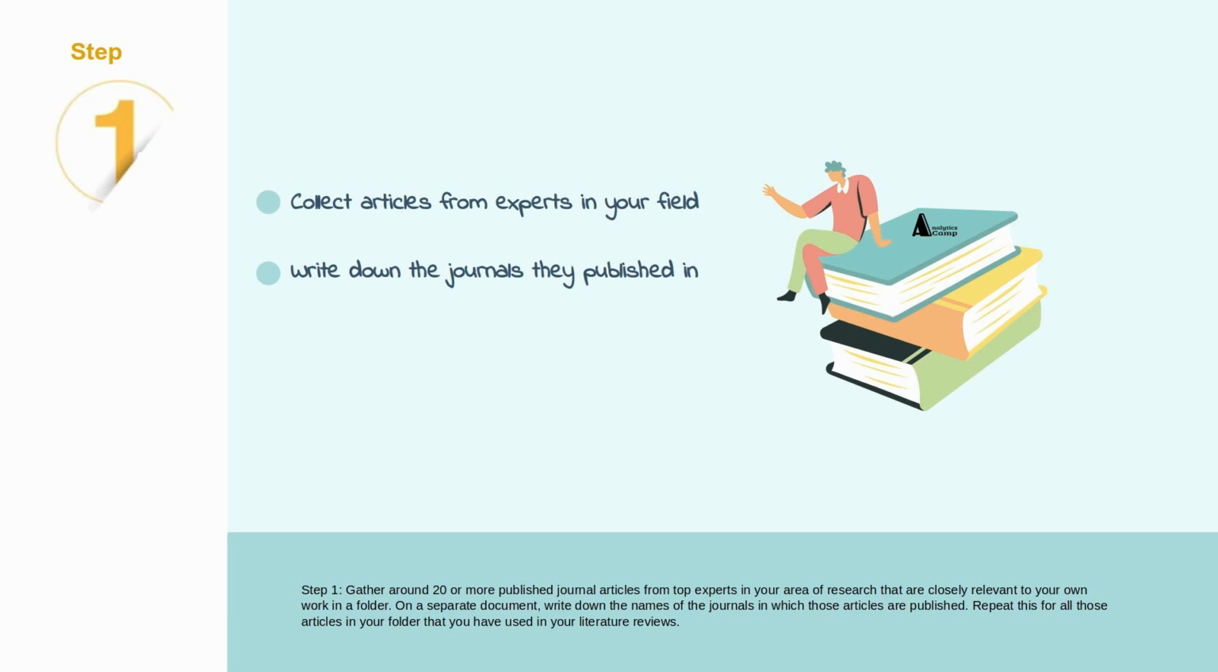Step 1. Gather around 20 or more published journal articles from top experts in your area of research that are closely relevant to your own work in a folder. On a separate document, write down the names of the journals in which those articles are published. Repeat this for all those articles in your folder that you have used in your literature reviews.